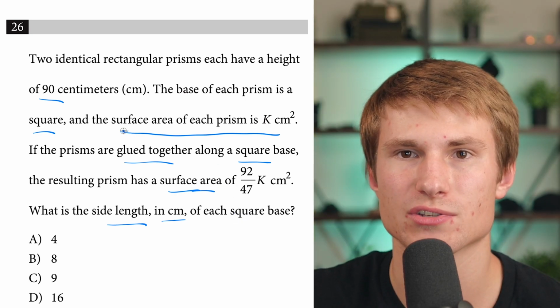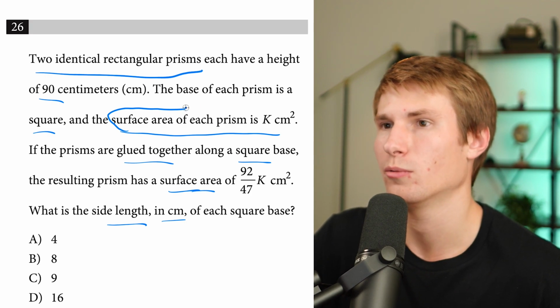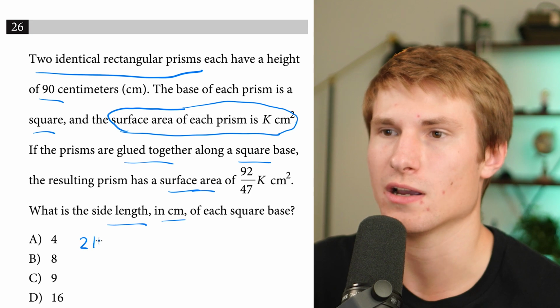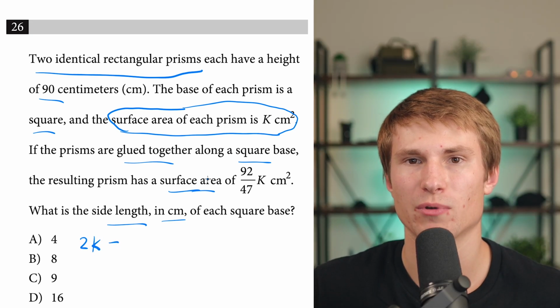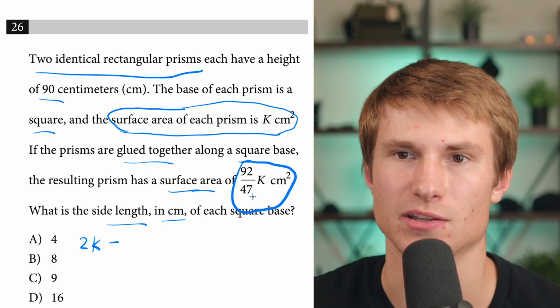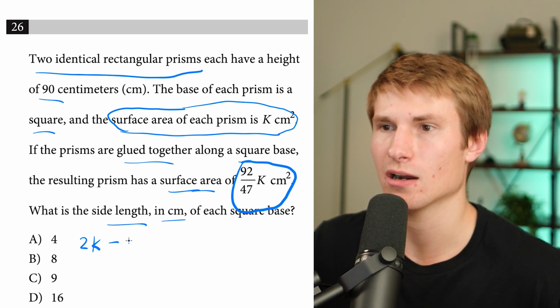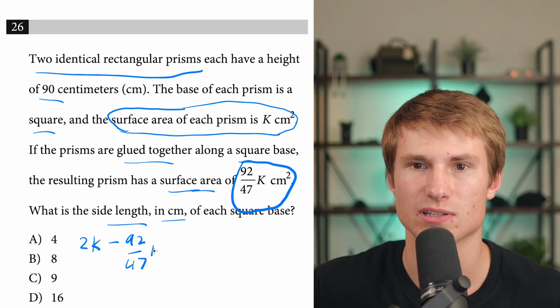All right, well, we know that the surface area of each prism, and keep in mind it says they are identical rectangular prisms, is going to be k centimeters squared. So we know the total surface area, if they were kept separate, would be 2k centimeters squared. We also know that when they are glued together, the total surface area becomes 92 over 47 k, which is obviously less than 2k, right? So the difference there is what we want to find. So it'd be 2k minus 92 over 47 k.